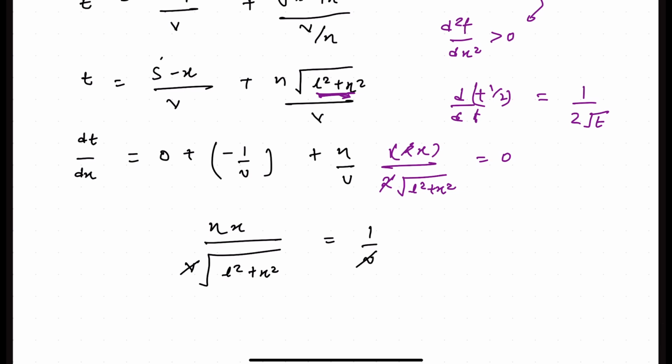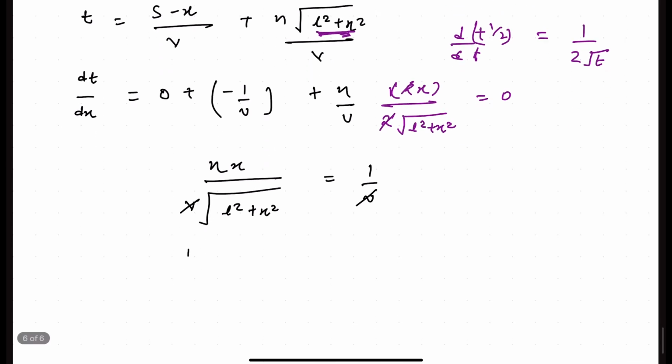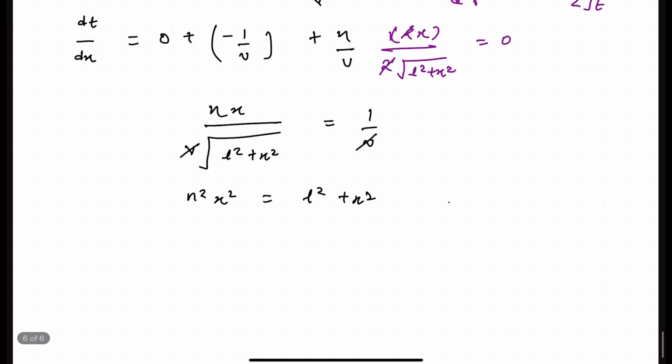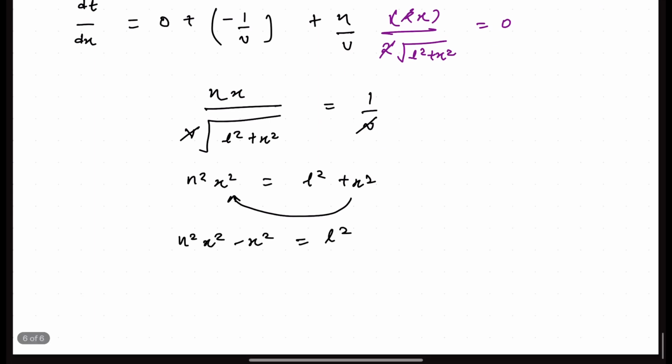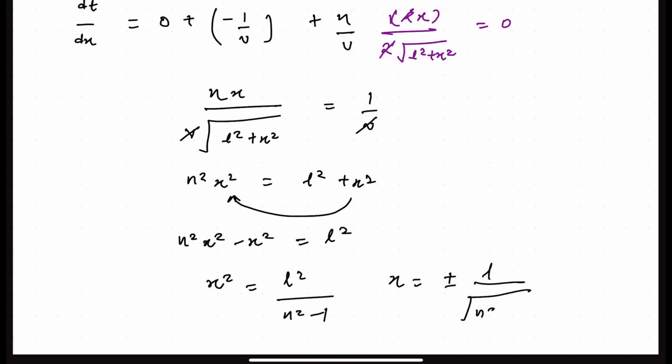v and v cancel out. If we square both sides, we are getting θ²x² is equal to L² + x². Here I can bring this x² to this side. So I am getting θ²x² − x² is equal to L². So x² is L² divided by θ² − 1. So x is ± L divided by √(θ² − 1).